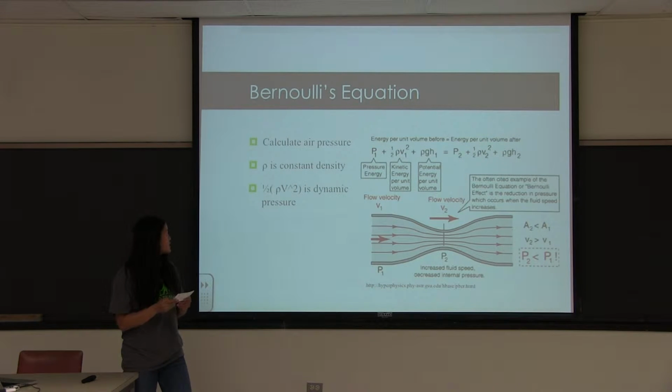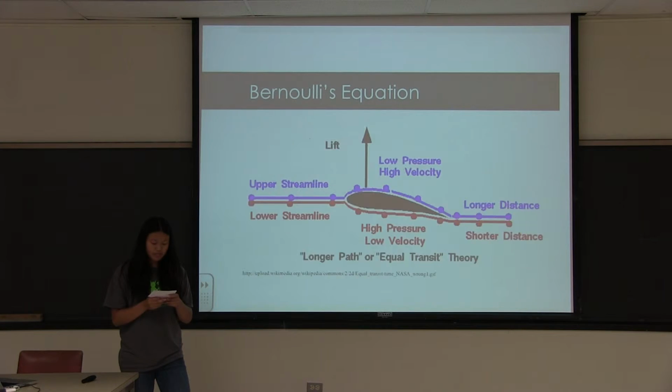Bernoulli's equation calculates the air pressure, and you have to know the air velocity near the surface. Rho is constant density, and half of rho v squared is the dynamic pressure. And as the velocity goes up, the pressure goes down, and as the pressure goes up, the velocity goes down.